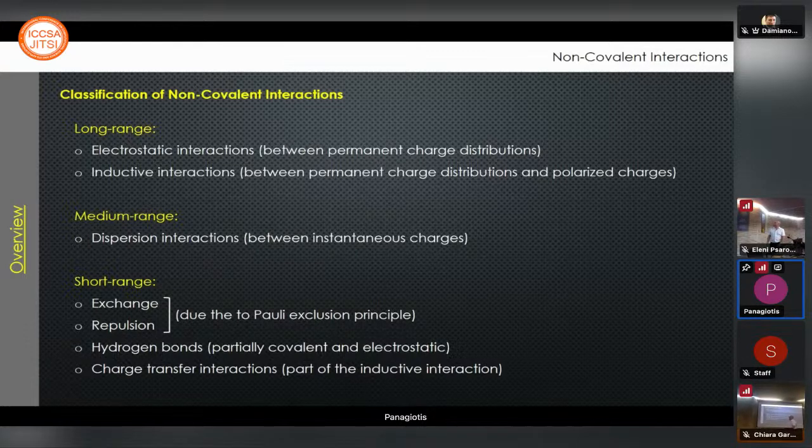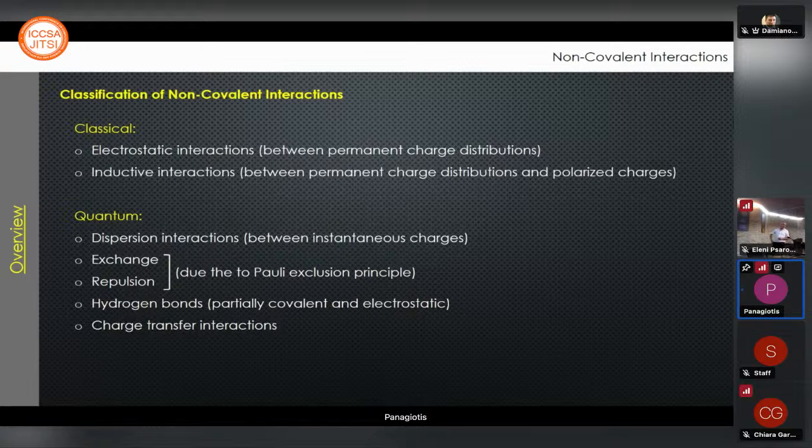Well, these non-covalent interactions can also be classified in terms of their nature. So if the interaction has a classical equivalent, they are considered classical interactions. Electrostatic and inductive, for example. They can be calculated classically with explicit expressions.